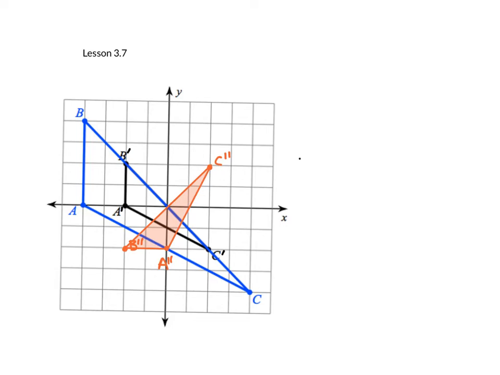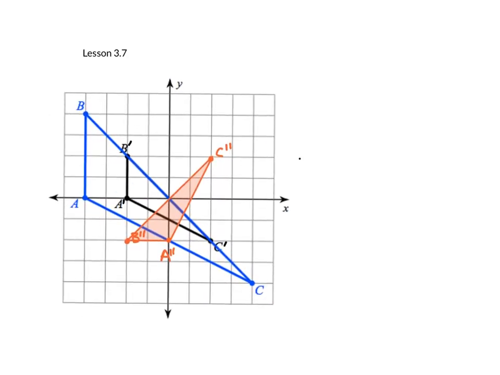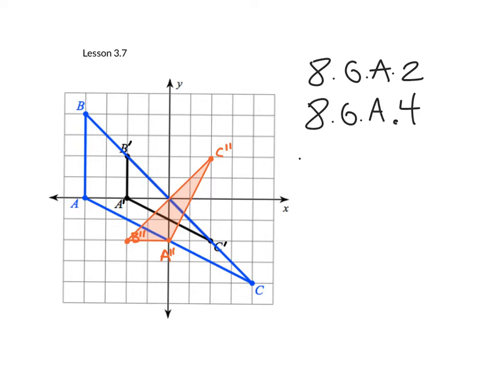Hi, this is Miss Harkness, and in this video I'm going to show you how to describe a sequence of transformations that includes dilations. So this is actually from lesson 7. It's a pretty simple method, same as we learned in 8GA2, but in this case we're using 8GA4 because a dilation is part of the sequence.